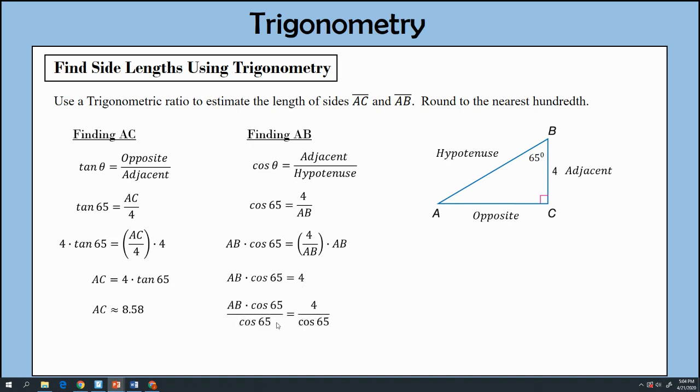So in your calculator, you've got to be careful when you do this. You're going to go 4 divided by, and then I would put parentheses, cosine 65. Make sure you use the right number of parentheses afterwards so that you get it in your calculator correctly. The answer to that, though, is 9.46 when you do it all. Okay, so the distance from A to B is 9.46. So again, that's how we use trig ratios to find side lengths.